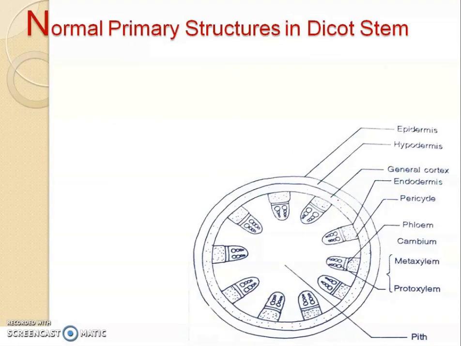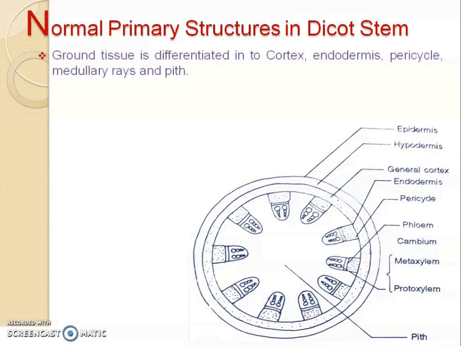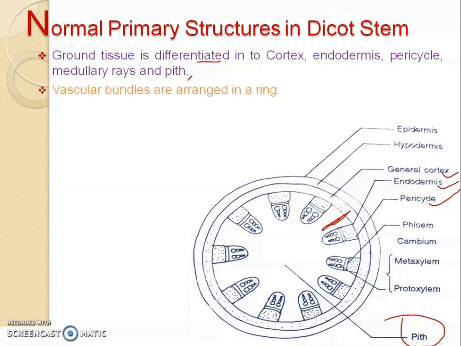Normal primary structure in a dicot stem is characterized by, first of all, ground tissue differentiated into cortex, endodermis, pericycle, medullary rays, and pith. This is the transverse section of a dicot stem diagrammatically. In this case, ground tissue is differentiated into cortex, endodermis, pericycle, these are medullary rays, and this is the pith. Further, vascular bundles are arranged in a ring. So, these vascular bundles are arranged in a ring form.